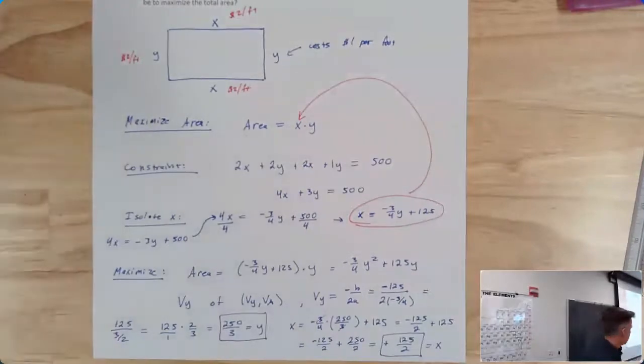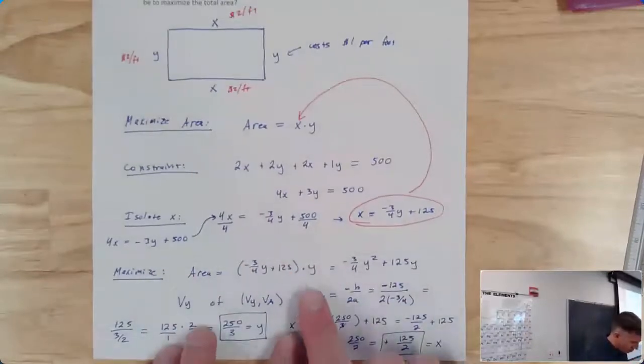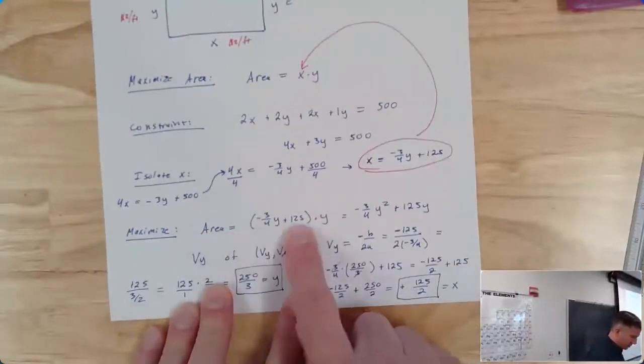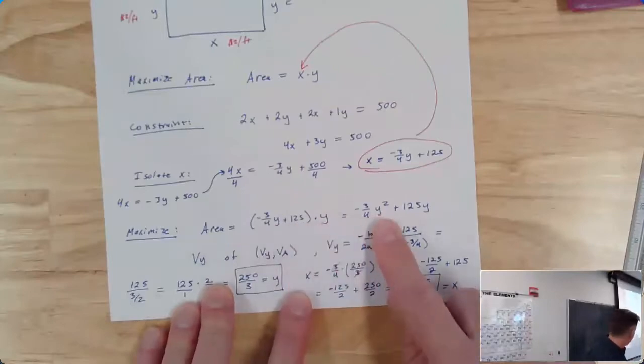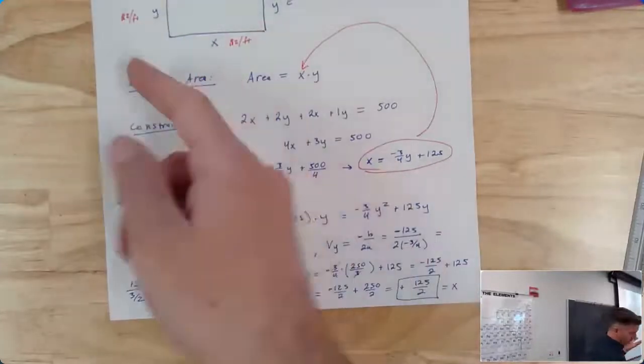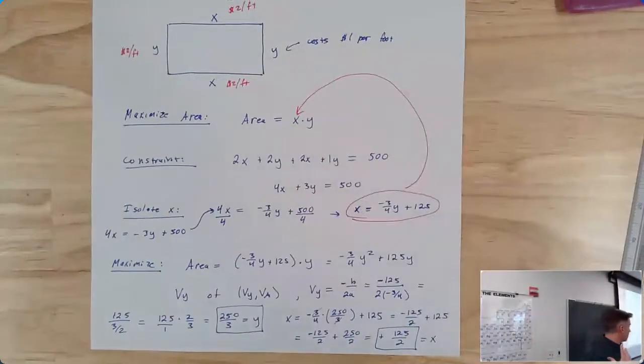Let me ask you all a question. If I had found the second coordinate of my vertex, what would I have been finding? Yeah, we're finding the area. Because my equation, area equals -3/4 Y plus 125 times Y, or -3/4 Y squared plus 125 Y. My input coordinate is the Y value, just the Y dimension here, and my output value is whatever the area is.